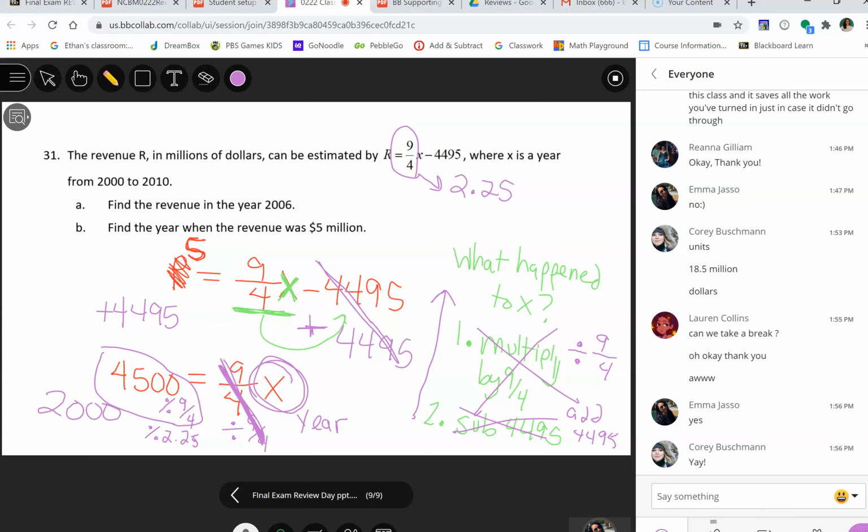So just always think what happened to your x, and you follow order of operations to list it, but to solve, you do the opposite in the opposite order. You're undoing PEMDAS when you're solving. Emma, did that help? Did I answer your questions? Do you have any follow-up questions?